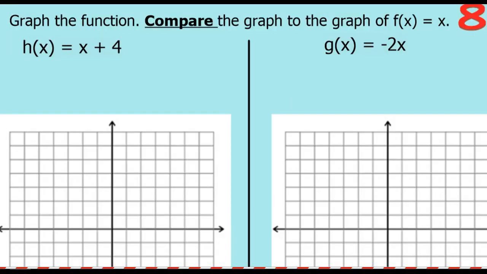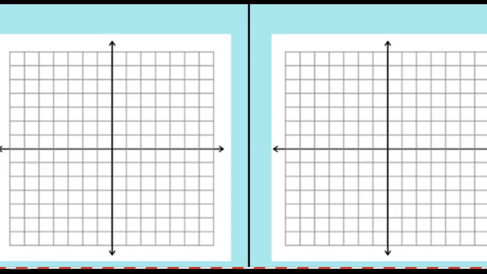Alright, last slide is comparing. So it says graph the function and compare the graph to the graph of f of x equals x. Now remember, f of x is just a fancy way to say y. So we're comparing it to y equals x, or our parent graph. Now our parent graph always starts at 0 and goes up 1 over 1, up 1 over 1, up 1 over 1. Same thing, straight through the middle diagonally of our graph. So we know that this is our f of x.